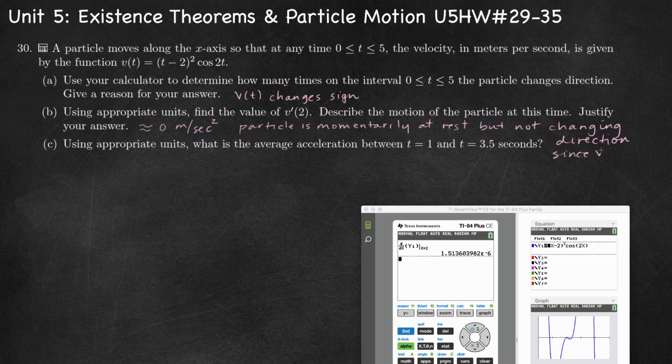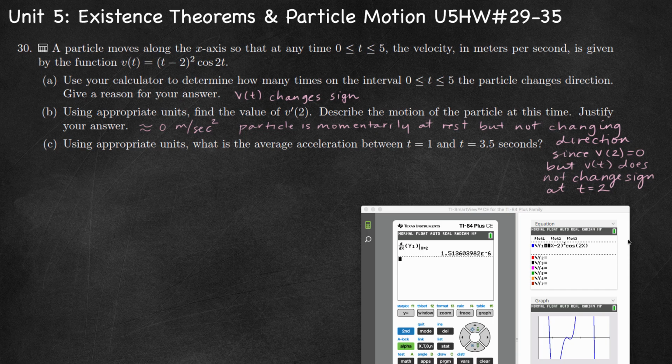Since v of 2 equals 0, but v of t does not change sign at t equals 2.